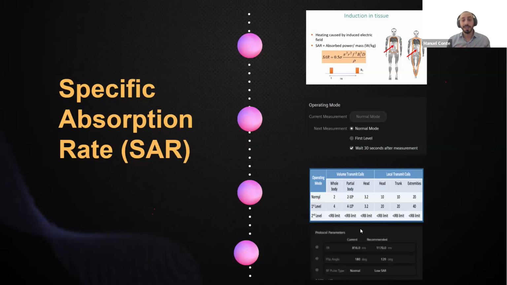There are different ways to decrease the SAR. One way is to decrease the flip angle, so we can decrease the energy of the RF pulse. Another one is to increase the TR. And another one is to decrease the number of slices.